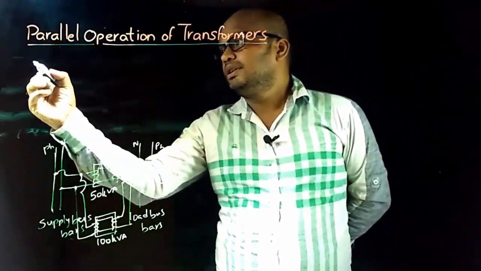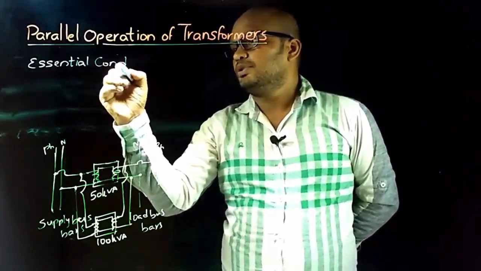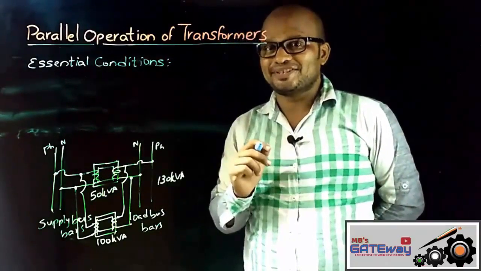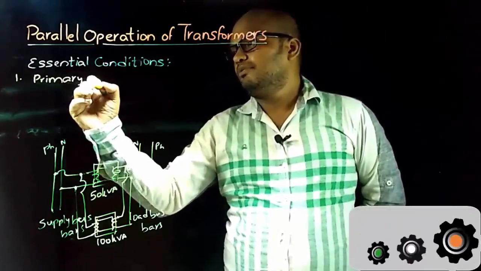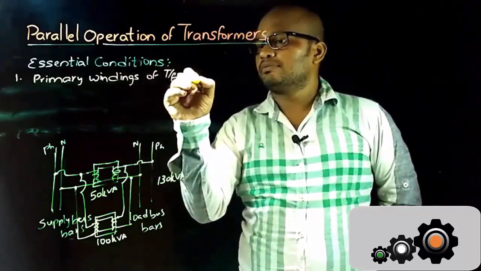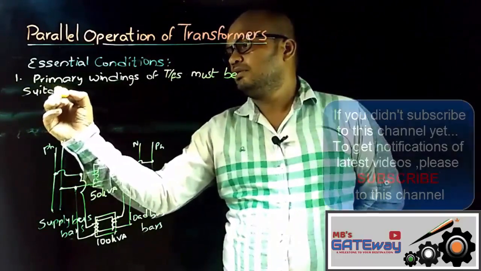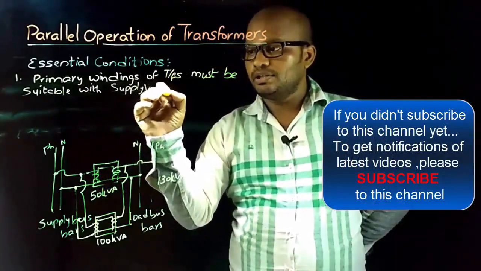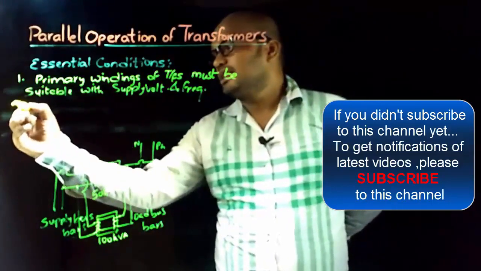So here are the essential conditions that are to be followed for safe and proper operation of transformers. The first essential condition is primary windings of transformers must be suitable with supply voltage and frequency.